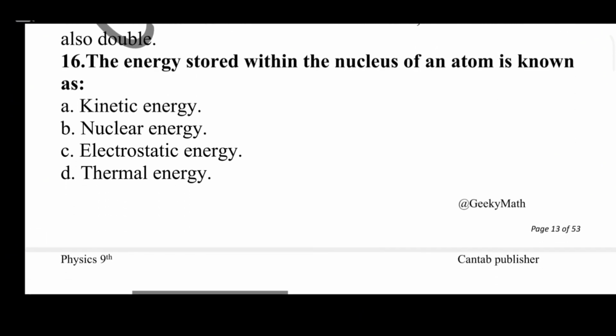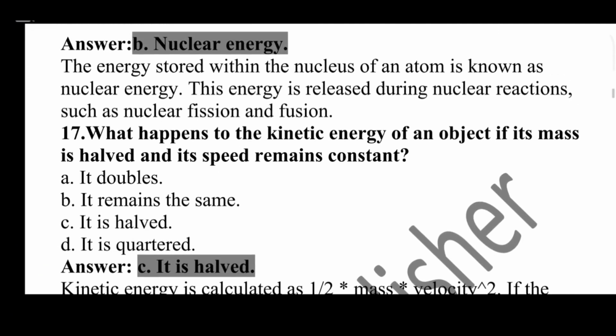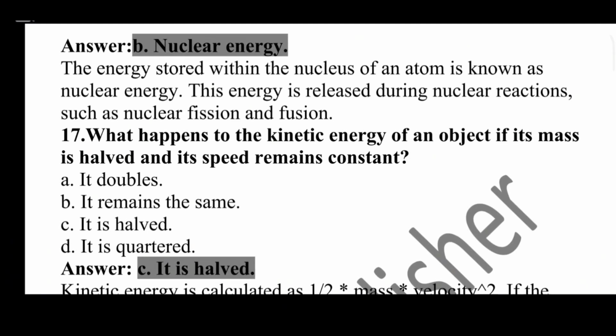Question number 16. The energy stored within the nucleus of an atom is known as option A kinetic energy, option B nuclear energy, option C electrostatic energy, option D thermal energy. So the correct option is nuclear energy. The energy stored within the nucleus of an atom is known as nuclear energy. This energy is released during nuclear reactions such as nuclear fission and fusion.